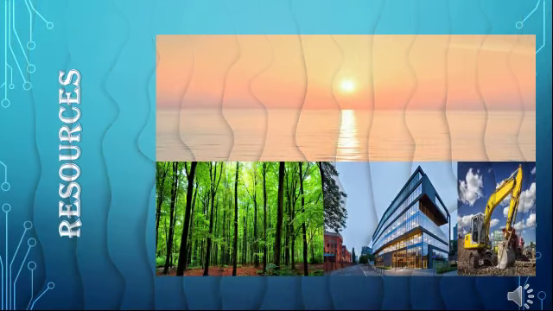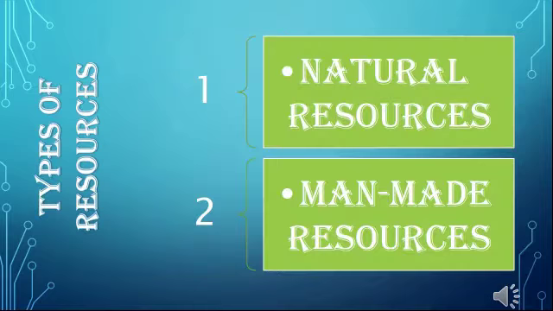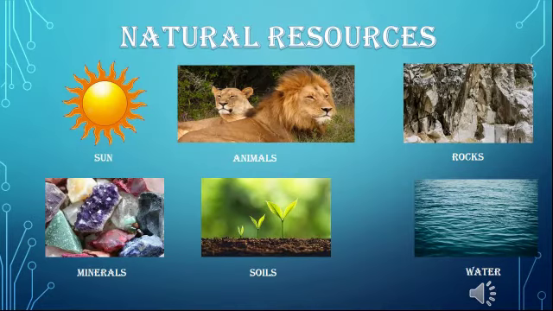Students, before knowing natural resources, let's know about what is resources. Resources are something which satisfy our needs. Resources are categorized into two parts. First one is natural resources, second one is man-made resources. In this chapter, we will read about natural resources. Natural resources are the resources which we get from the nature. We get them from the earth and the environment around us. It is present all around us.